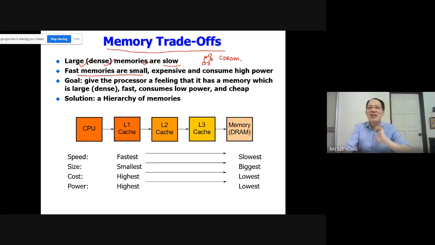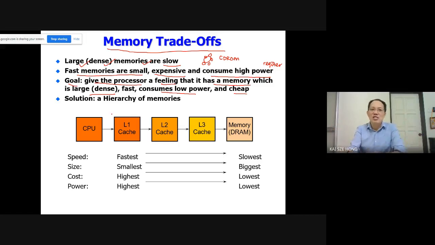Okay. Fast memories are small, expensive, and consume high power. This one is like your transistor, the transistor inside the computer, inside the CPU. So our goal is basically to give us a feeling that we have a memory which is large, consumes low power, and cheap. You know, all people want everything good, right? Yeah, so quite greedy, right? So they want it fast and cheap. So what they do is they come up with one sophisticated method.